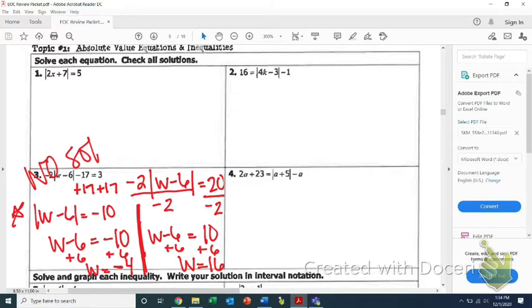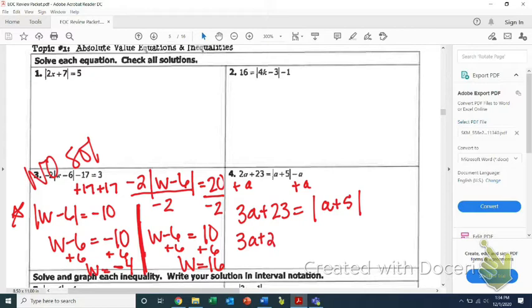All right, on number 4, we want the absolute value by itself on one side, so we have to add over this a, and we have 2a plus another a would be a 3a plus 23 equals the absolute value of a plus 5. Now, just like the other three equations, you get two new equations. However, you change the sign on your terms.